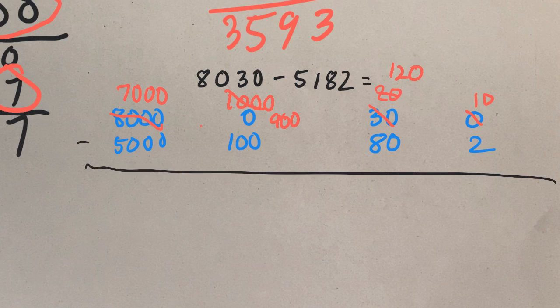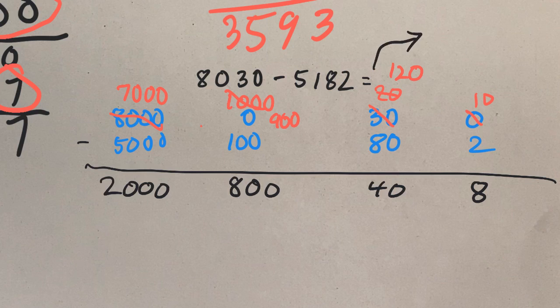So now you can subtract everything. 10 minus 2 is 8, 120 minus 80 is 40, 900 minus 100 is 800, and we've got 2,000 there, and then our answer is going to be 2,848.